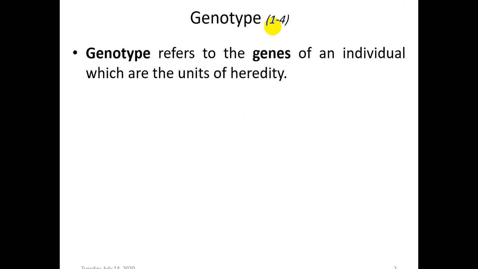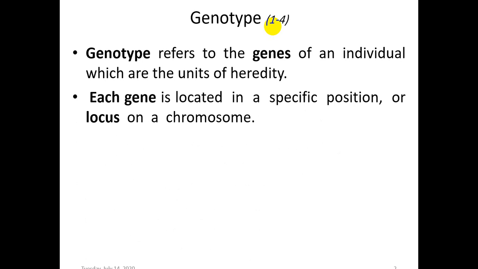Genotype refers to the genes of an individual, which are the unit of heredity. This is simple, and you know that. Each gene is located in a specific position or locus on a chromosome. You remember that from the definition in lecture 2: along the side of the chromosome there are certain places where the gene sits, and we call it locus. The plural of it is loci.